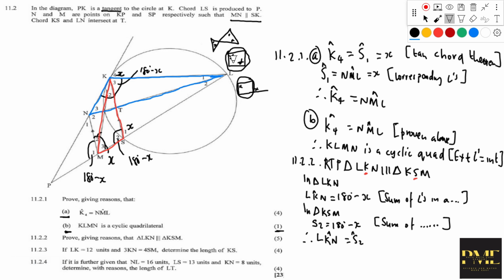So if we have a cyclic quad, we can look for a butterfly, we can look for supplementary angles, and then we can look for the exterior angle being equal to the interior opposite. So we see that N3, I can see a beautiful butterfly shape here, a beautiful butterfly shape here. So therefore N3 is equal to M3 over here, guys.